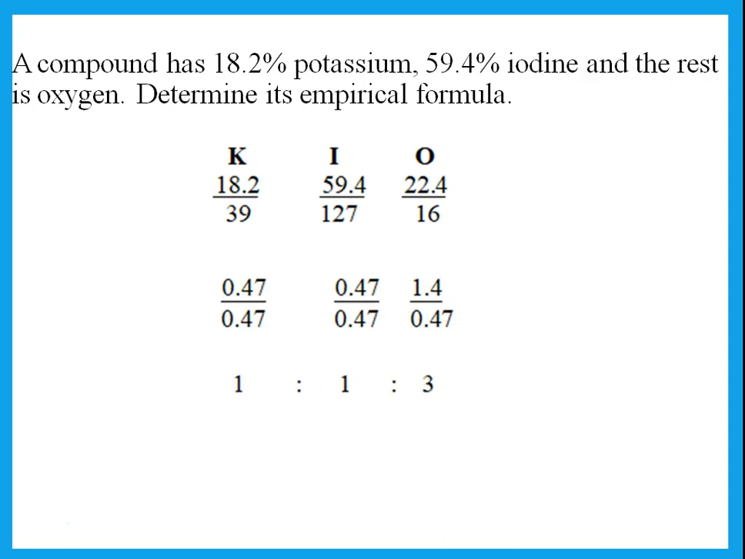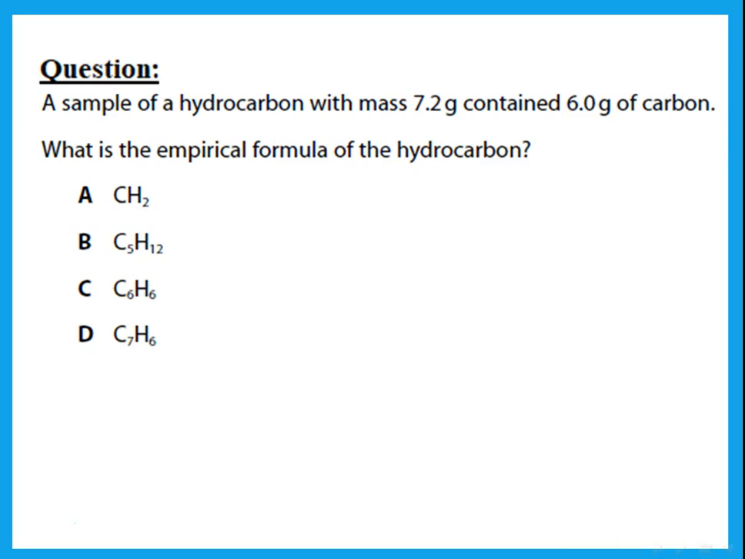Now, please don't stop here. You haven't written the empirical formula. Remember that the empirical formula is the actual formula with its ratios. If the ratio is 1, you don't write any number. So it is KIO3. That is your answer. Okay, let's try another one.